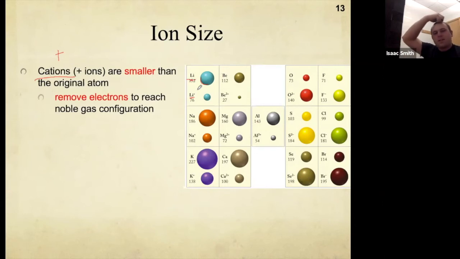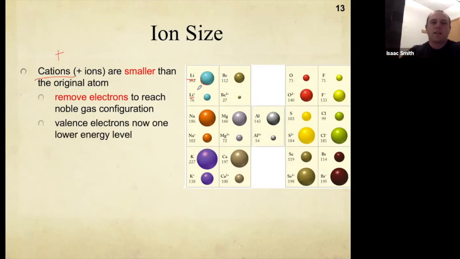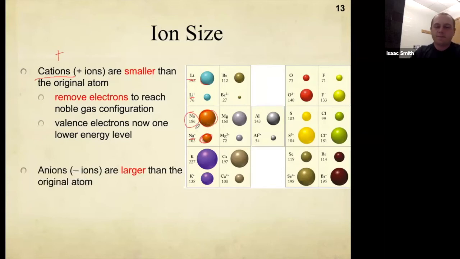So as you remove electrons to reach that noble gas configuration, remember as you remove the electron, you actually move down in energy level. So the valence electrons are one energy level lower. For example, we talked about sodium, right? If sodium loses an electron, sodium as it sits right here has electrons in the third energy level. If you remove that electron out of the third energy level, now you only have electrons in the second energy level. So the size decreases because you're only going out to the second energy level now instead of the third one.